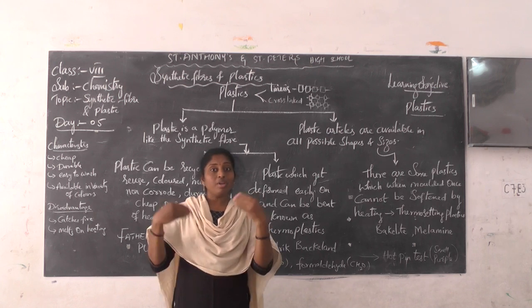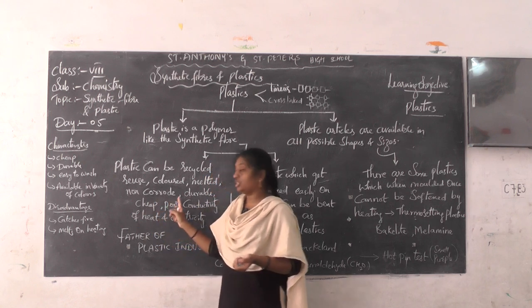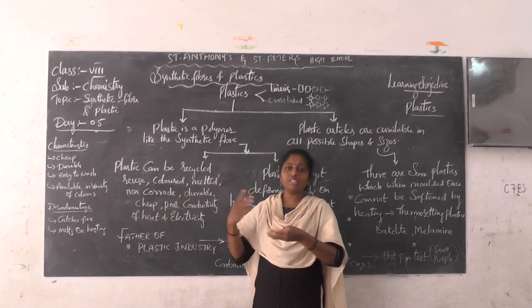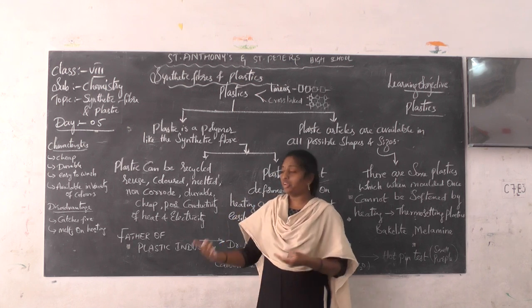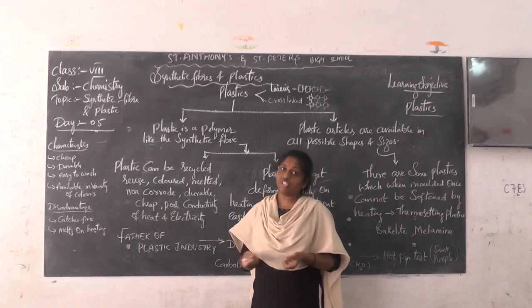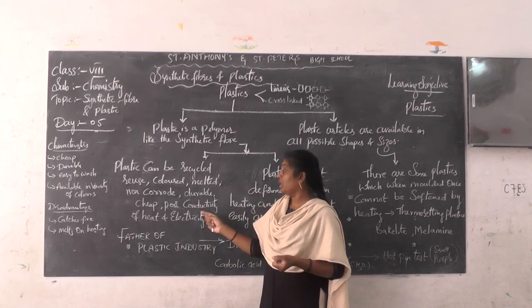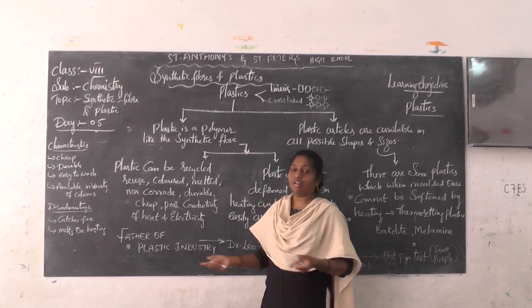But no reaction takes place in plastic, so it is non-corroded in nature and it is durable. Durable means you can change it into different shapes. And next, it is very cheap. Very easily, at a low price, you will get this plastic. Next, it is a poor conductor of heat and electricity.